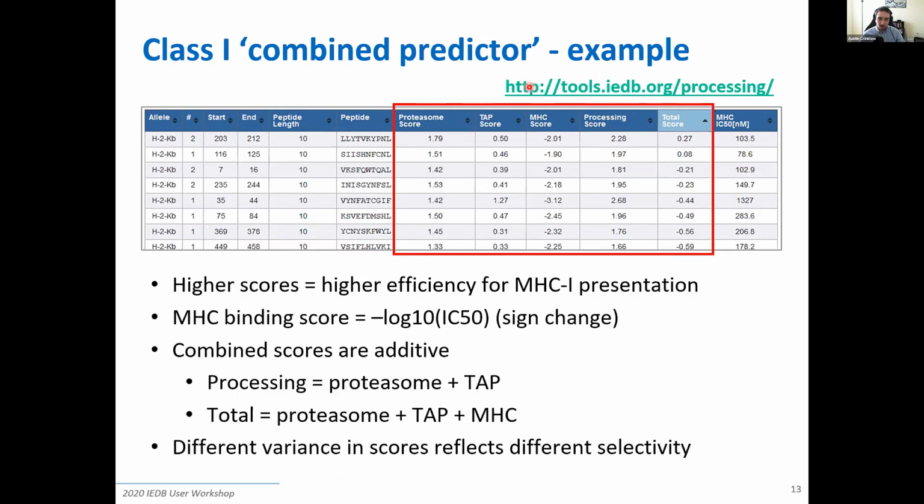And just as a quick side note, the variances that you see inside this table are going to reflect the differences in the selectivity that I talked about earlier. So for the proteasome, for example, it's evolved to degrade pretty much all possible proteins. So this is not very selective and the variance is low. Meanwhile, MHC is very selective, so the variance you see here will be quite high.